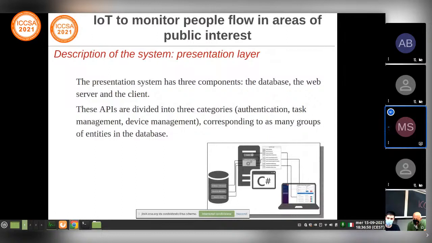The presentation system consists of three components: the database, the web server, and the client. And the infrastructure services control primary database operation using API that are available to the application client. These API are divided into three categories: authentication, test management, and device management, each of which corresponds to a separate set of database items.